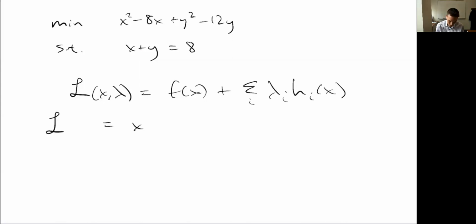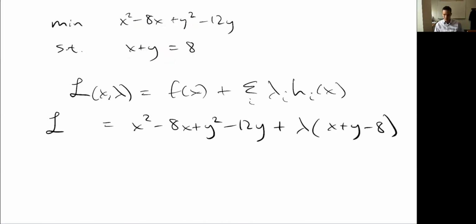So it's going to be x squared minus 8x plus y squared minus 12y. That's my objective here. And then I add lambda times this constraint. I need to write it in the form h equals 0, so I'll just move the 8 over. So I have plus lambda times x plus y minus 8. Now I have a Lagrangian. It's a function of 3 variables, x, y, and lambda.